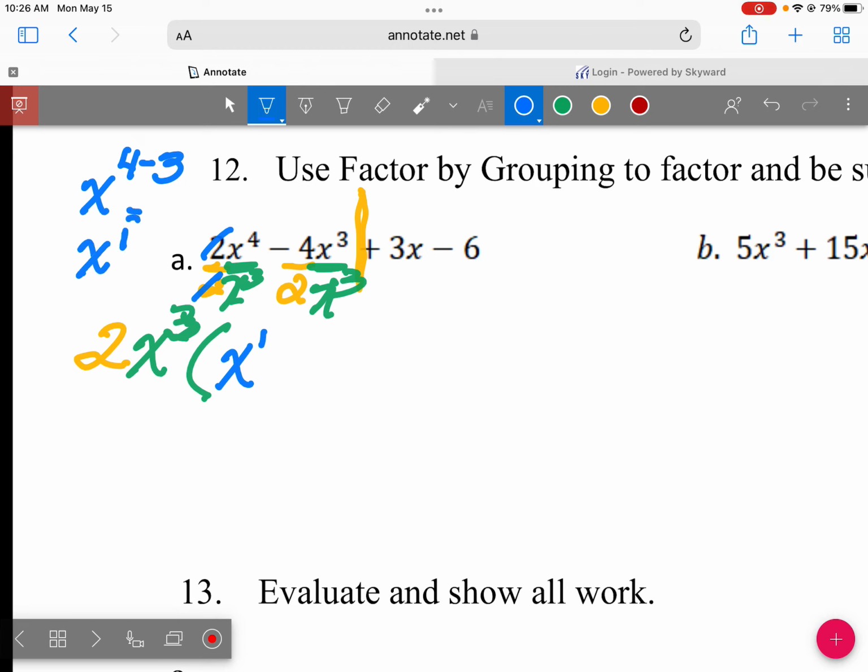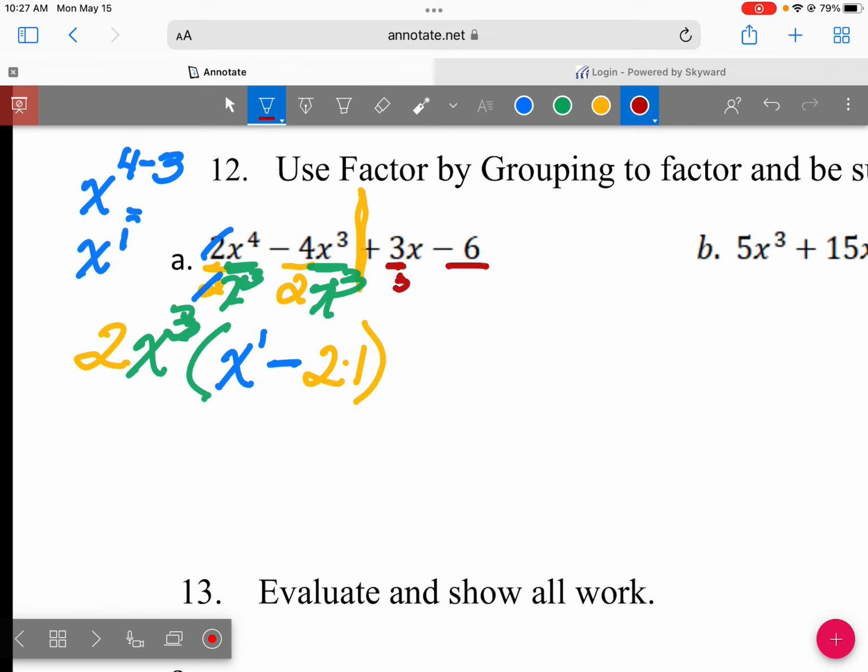Okay? Minus 4 divided by 2 is 2. And x to the third divided by x to the third is 1. Now, that's only the first two terms, okay? Now we're going to look at the last two. All right, so I have a 3 and a -6. Oh, you put the 1 in at the time. You don't have to. You could have just left it at 2. Yes, good point.